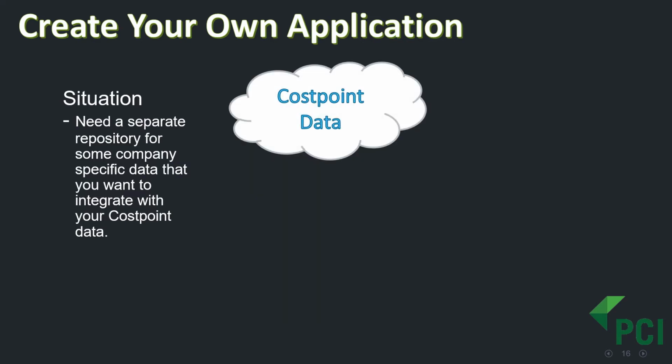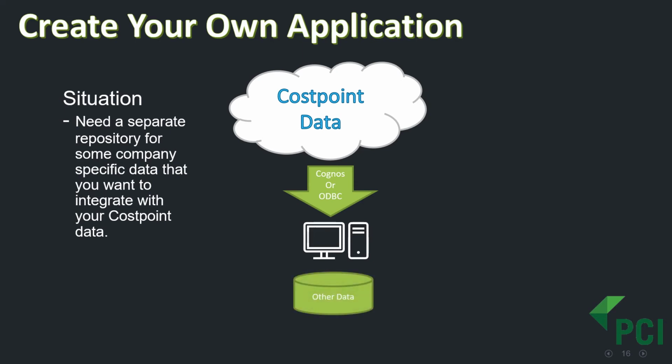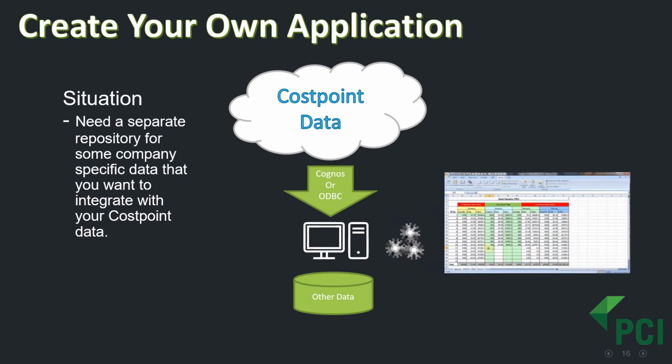So your Costpoint data is either stored in the cloud or on your on-premise database. You pull it down to your computer, either using an ODBC connection, or you may have Cognos reports set up to basically do Excel extracts. You then pull data in from another source, whether it be spreadsheets, an Access database, even a text file, and you integrate that data together, and it spits out an Excel report. And this Excel report has combined the information you want from Costpoint and the information you want from your other data source.